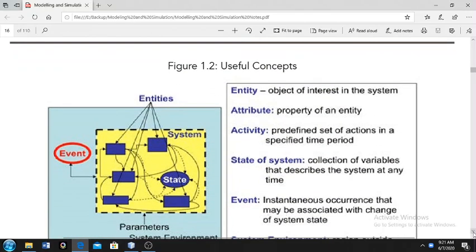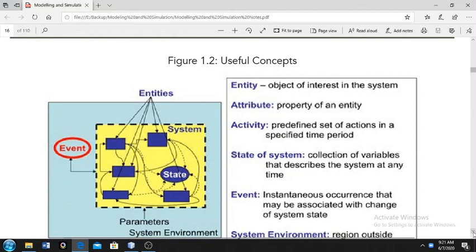Now let's talk about useful concepts here. What is an entity? An entity is an object of interest in the system. Just like an entity in a database, we have the entity relationship diagram. An entity can be a student, a bill, an invoice, a room, or anything of interest to the system.